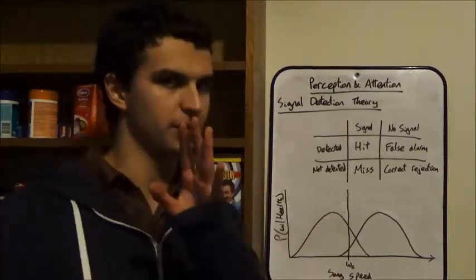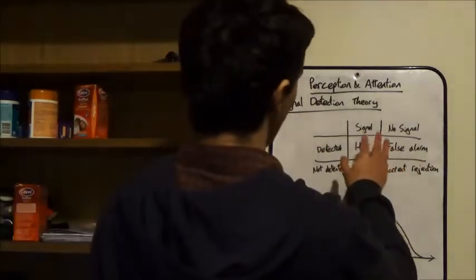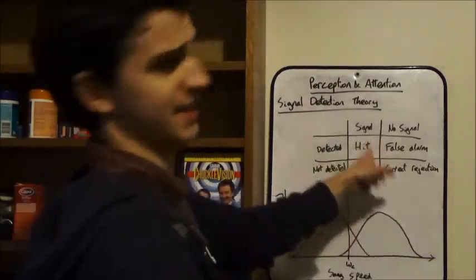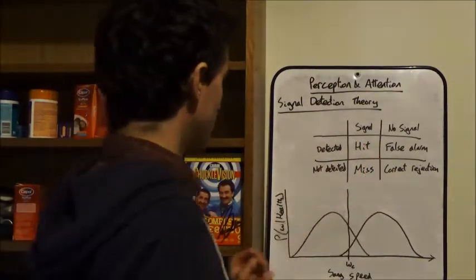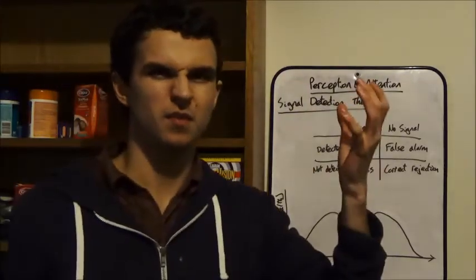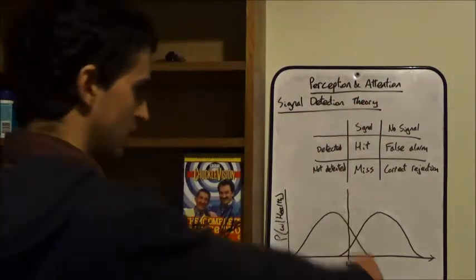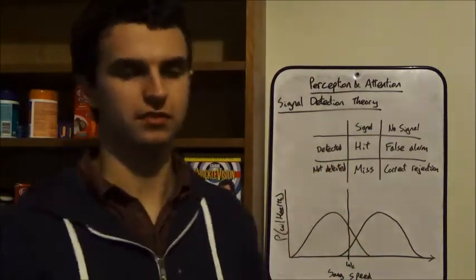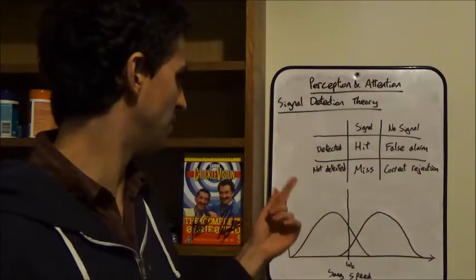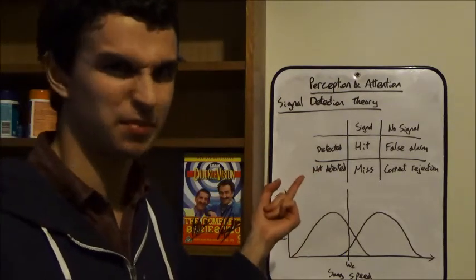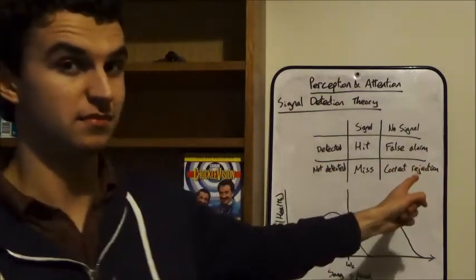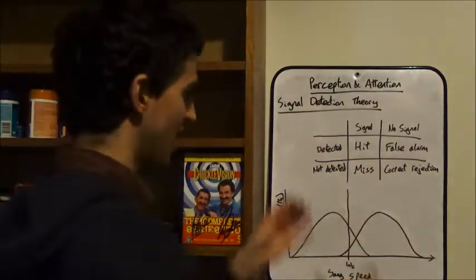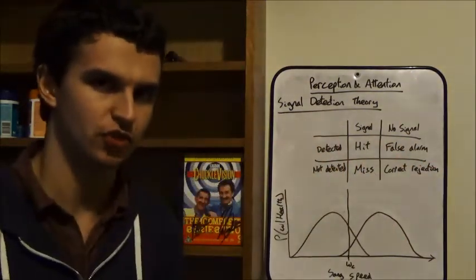So there are 4 possible outcomes here. If a signal was given and it was detected by the bird, then that's a hit. Okay? So that's called a hit. If a signal was given but it wasn't detected by another bird, that's a miss. Okay? If there was no signal at all, but a bird detected it, then he must have made a mistake. So that's a false alarm. Okay? And finally, if there was no signal and no detection, then that, of course, is a correct rejection.